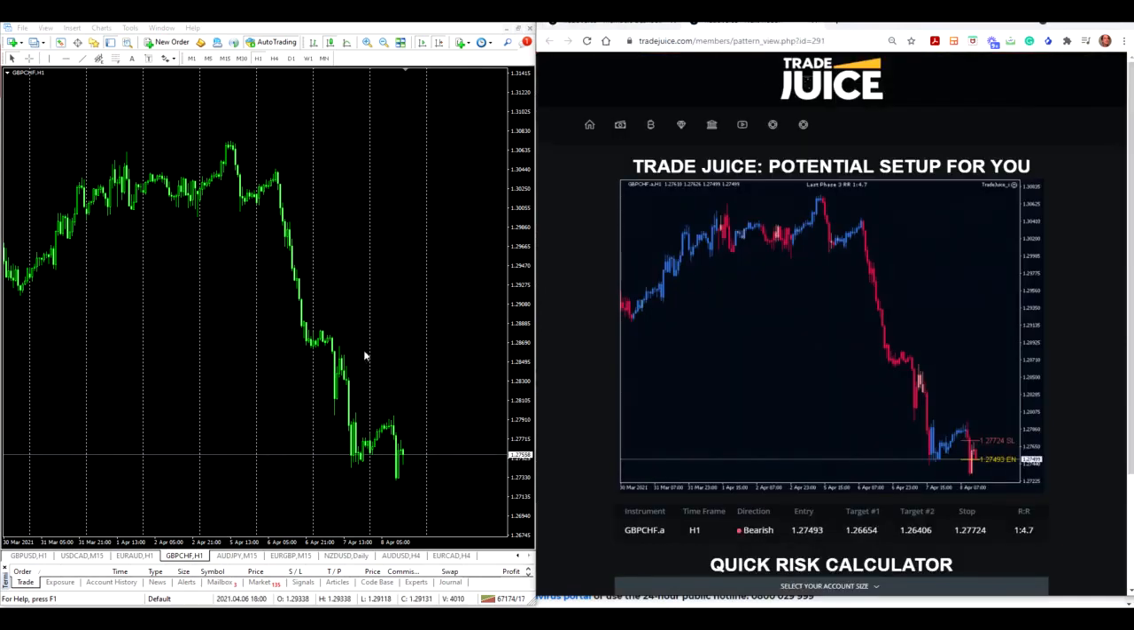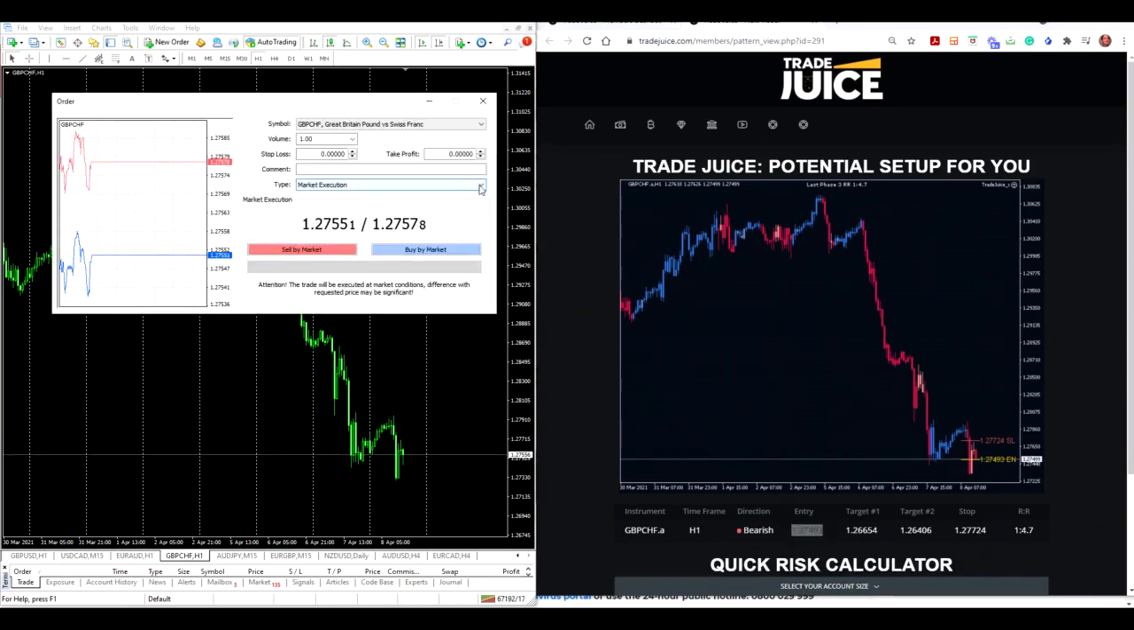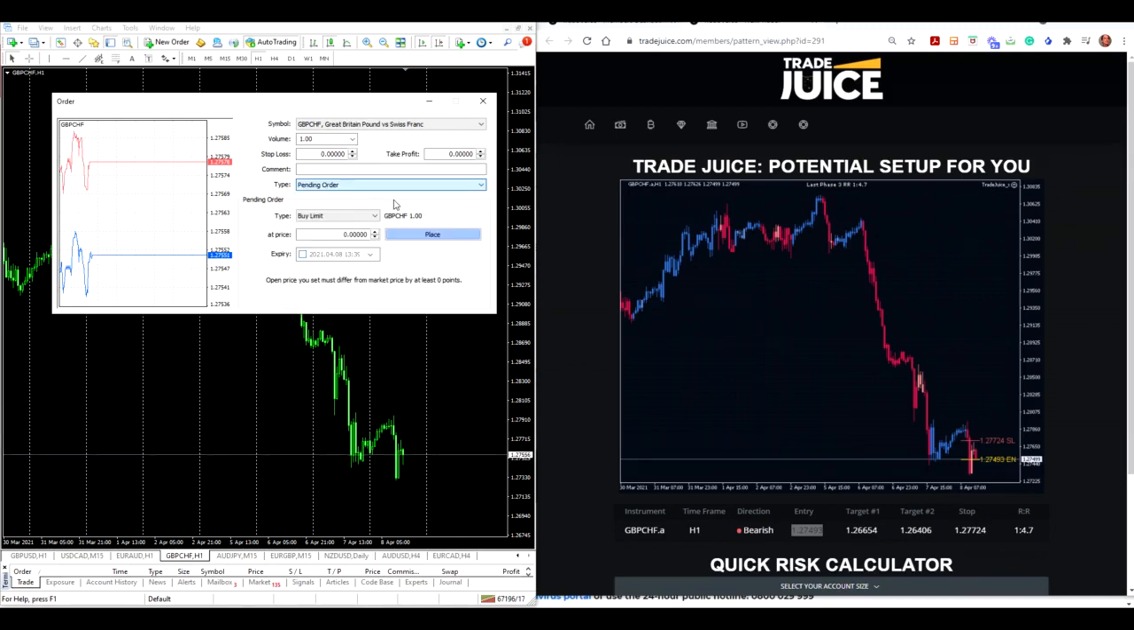So there's my MT4 chart. There's the TradeJuice chart telling me the entry, stop, and the targets. What I'm going to do then is I'm going to simply set the entry point, because price has not yet reached that point as yet. I'm going to set, as opposed to a market execution or immediate execution, I'm going to enter a pending order, and I'm going to go short.